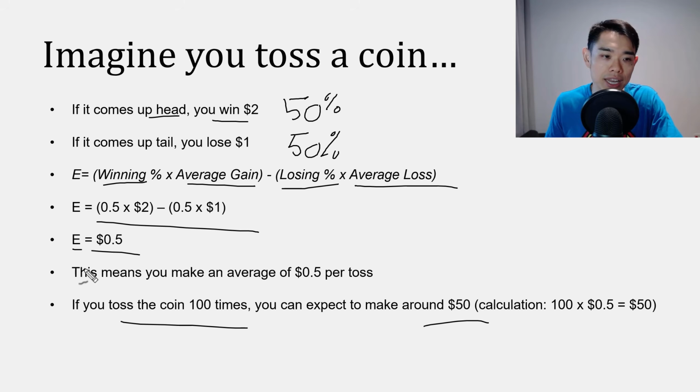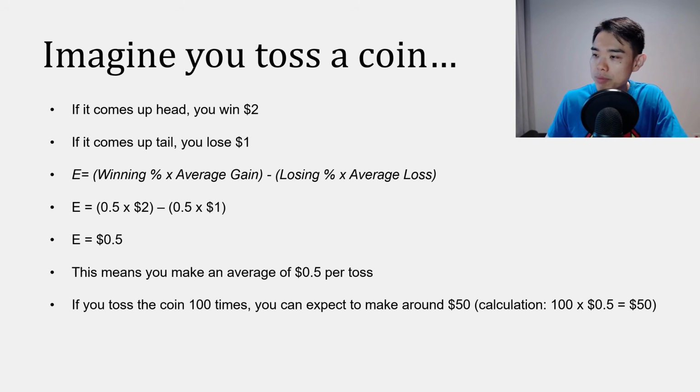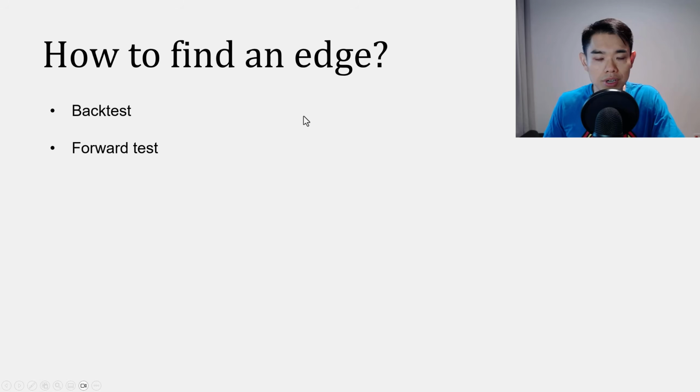But the key thing over here is that you want to make sure that your E, your expectancy, is positive. If it's negative, it means that you don't have an edge in the markets and you pretty much need to refine it or find something else altogether. And this brings me to the next question. How do you find an edge in the markets?